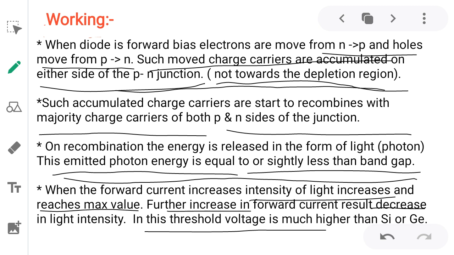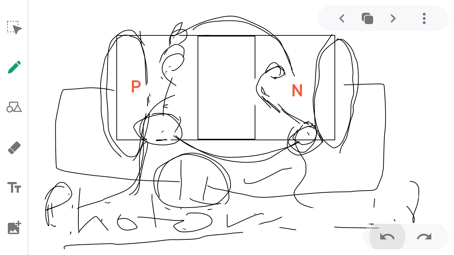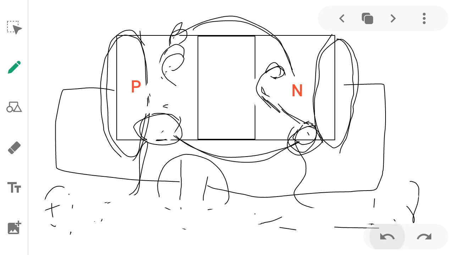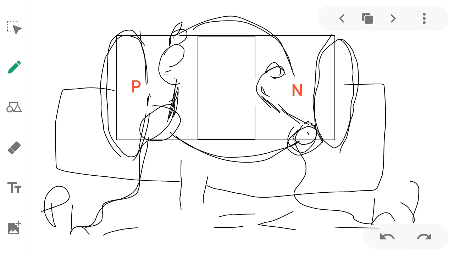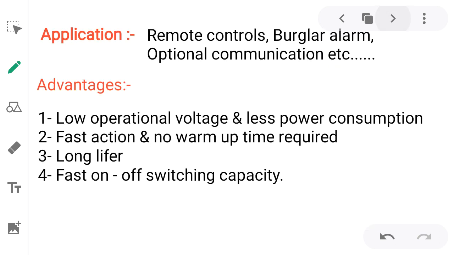So, three to four points. First one, movement of the charge carriers from N to P and P to N. Such moved charge carriers are accumulated on either the P or N side, and these accumulated charge carriers interact with majority carriers on P and N. In this interaction, energy is released in the form of light. We supply the electrical energy, we get the light energy. Conversion of electrical energy into light energy.